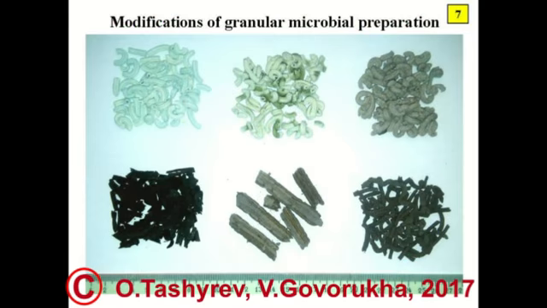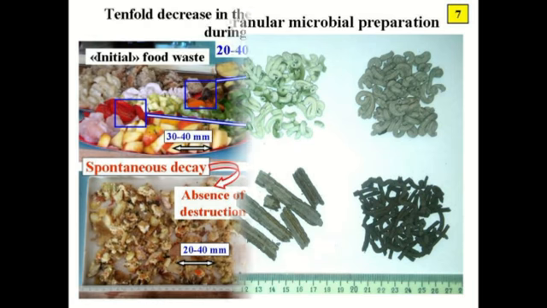Accumulation of biomass is a very difficult aspect of any biotechnology. We solved this problem by creating a dry granular microbial preparation. There are different modifications of the preparation depending on the type of waste. The preparation contains an optimized concentration of microorganisms as well as nutrients and regulators of microbial metabolism necessary for their growth.